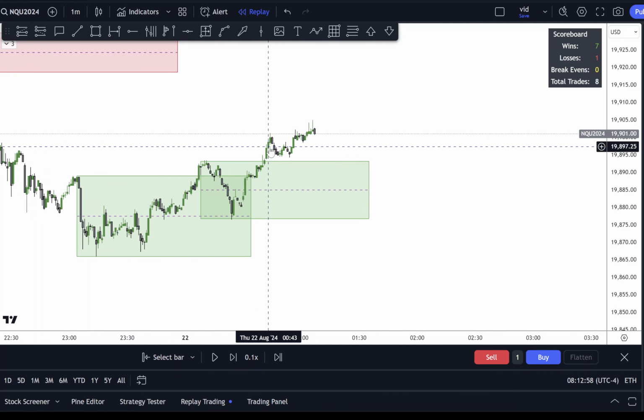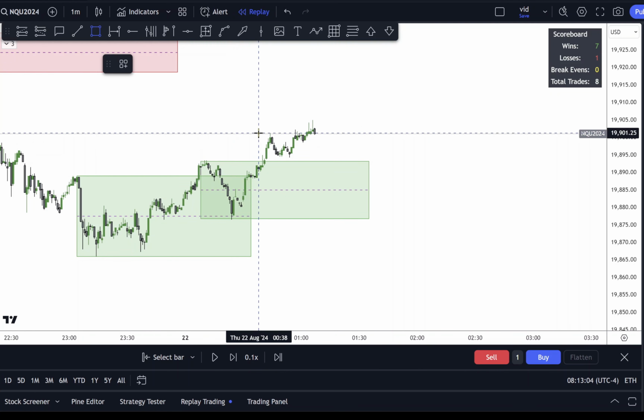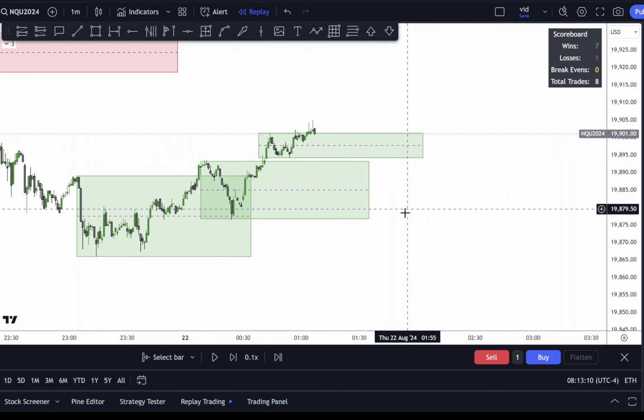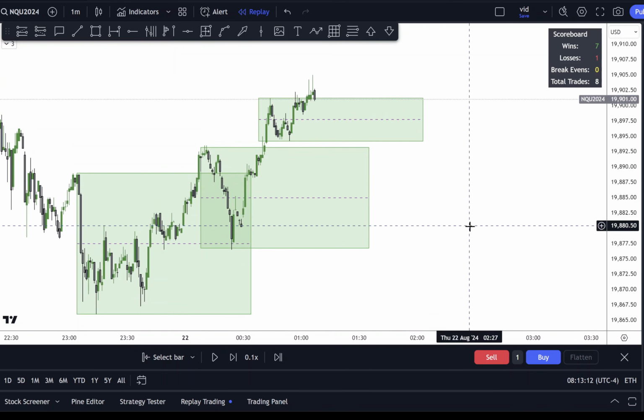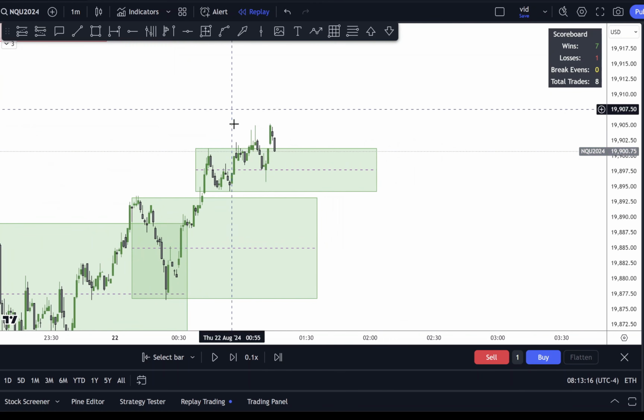Right, so we closed under this last up closing candle. We closed under here, so that's our new valid pullback, aka our new zone. Okay, so we have our new zone, and we're taking the 1-to-1 again. So we're tagged, and another win.